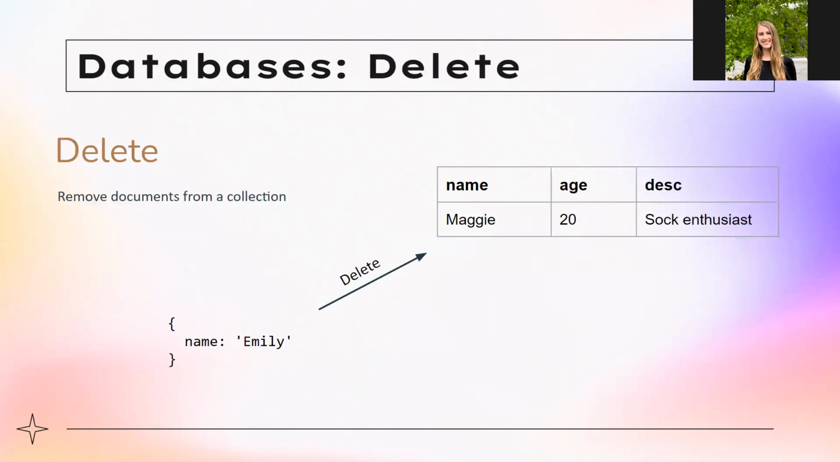And finally, the last one's deleting. Let's say I no longer am part of Cal Poly, I graduate. They don't want me in their user database. They say wherever name equals Emily. Obviously, they want more information like last name. That would delete it, and then they'll no longer be there.